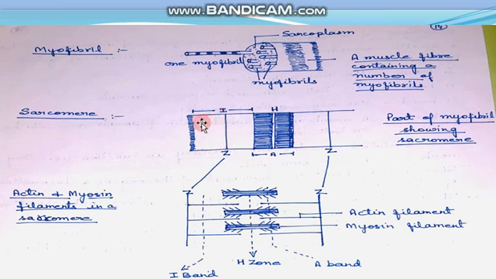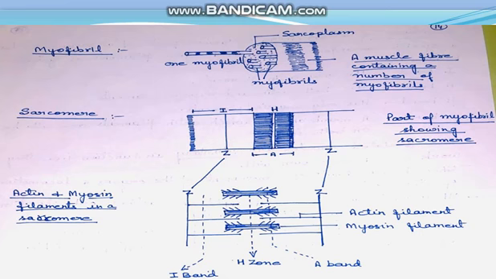And this I band has only actin filaments. It contains actin protein. And then comes the dark band, and this is known as the A band. From here to here, this is the A band. A means anisotropic, through which light cannot pass because it is dark. And the A band has both actin and myosin filaments present. That is why it appears dark. So now you know that the light band has only actin filaments and the dark band has both actin and myosin filaments.